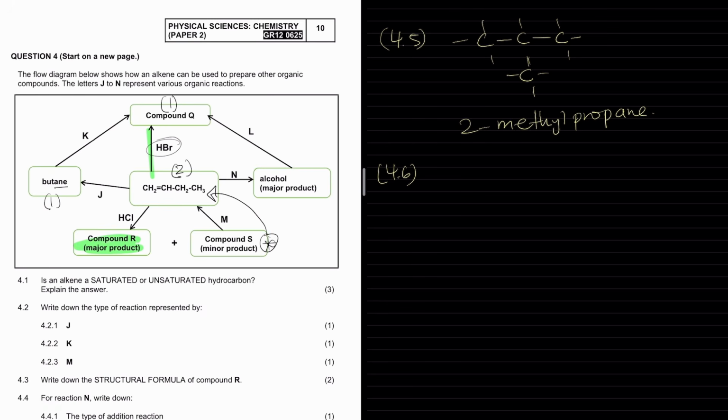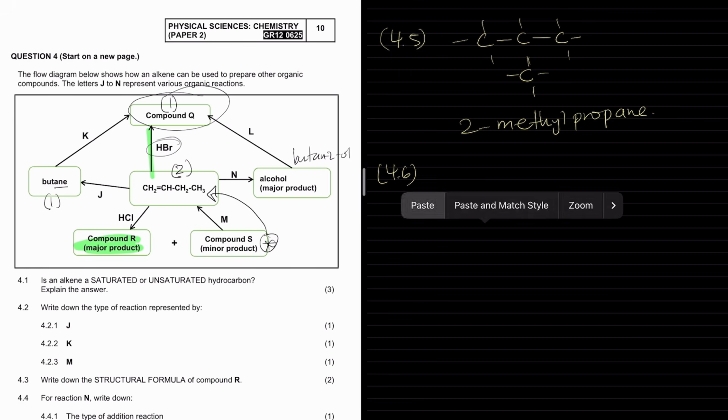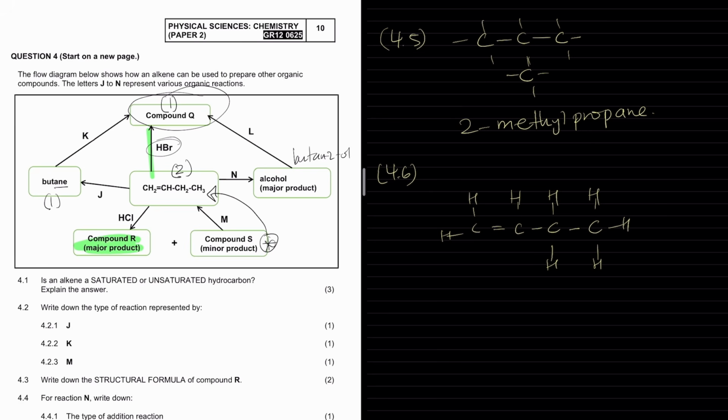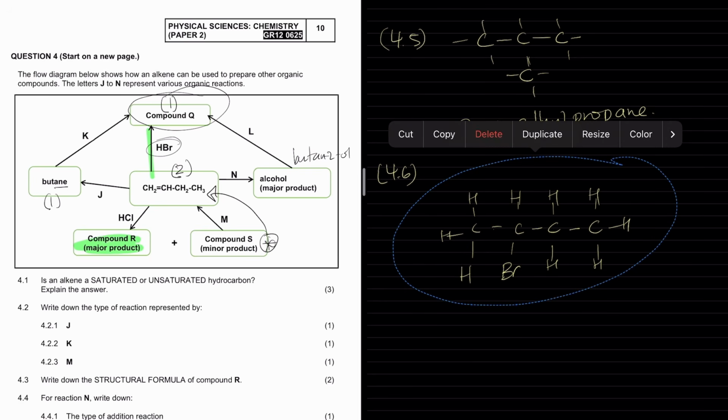Question 4.6. Use structural formulae to write down a balanced equation for reaction L. So reaction L, you are going from an alcohol. We know the alcohol, it's butan-2-ol. And you are going to compound Q, which is going to be something. Okay, so let's first figure out what compound Q is going to be. So you are adding HBr to our original compound. So HBr, we are going to be taking away that double bond. We're going to be putting in a hydrogen here and a bromine that's going to go there. So this is my compound Q. This is going to be my product.